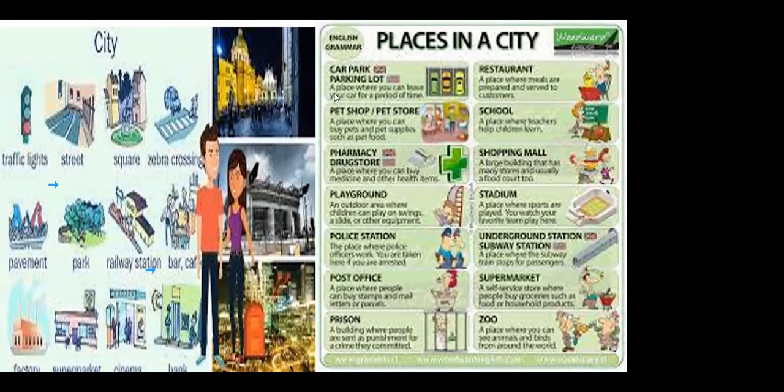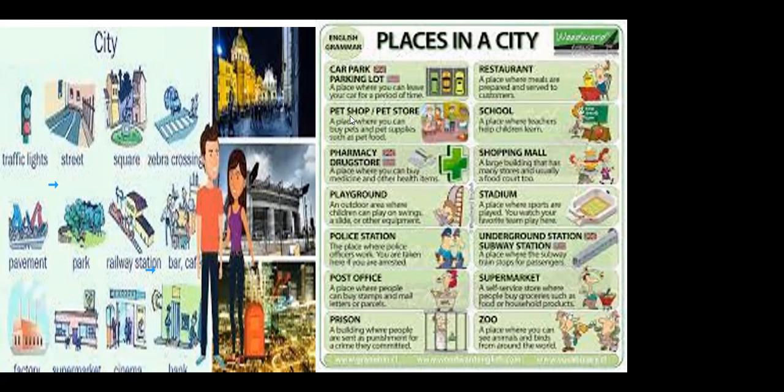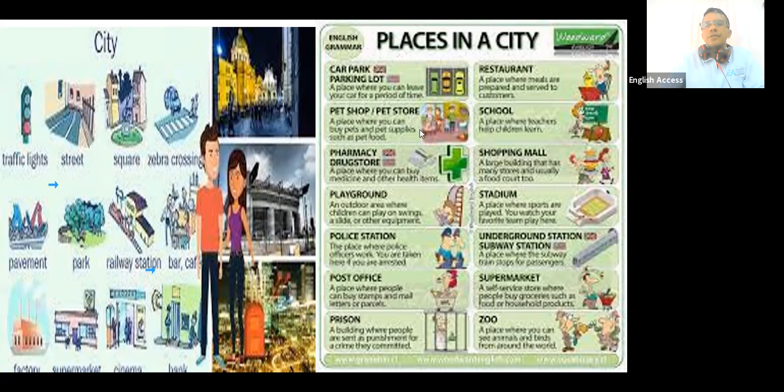Okay, Alejandra, let me see if you can read these. Places in the city. Car park. Parking lot. Just the black letters. Don't worry about the other ones because you can hardly see. What is this? Pet shop. Pet store is where you buy the pets, dogs, little dogs, cats, etc. Or where you can find vets. Vets are the doctors for animals, veterinarians. They are called vets.